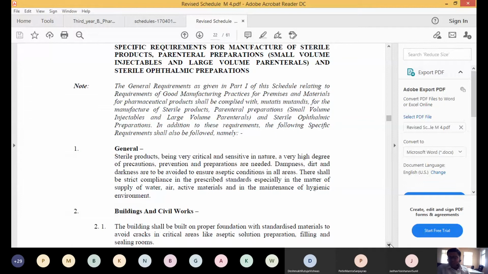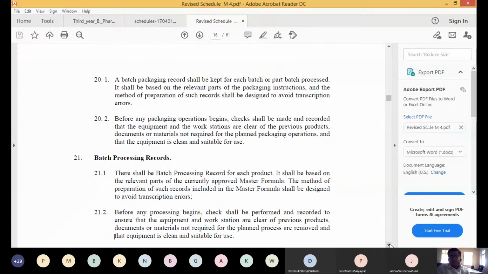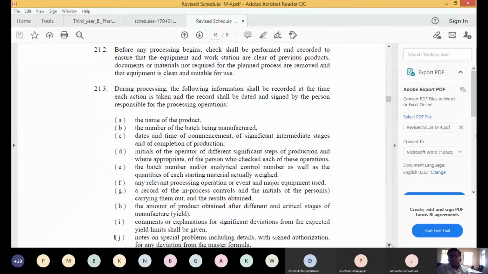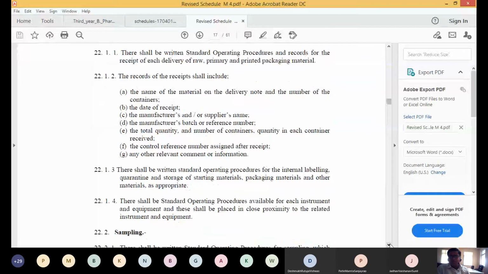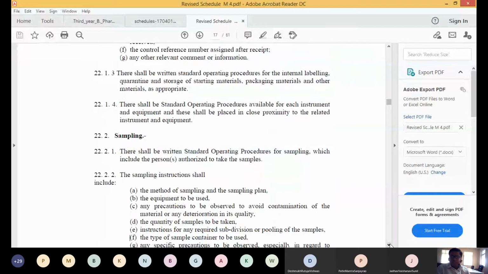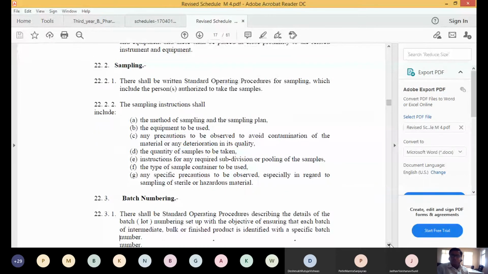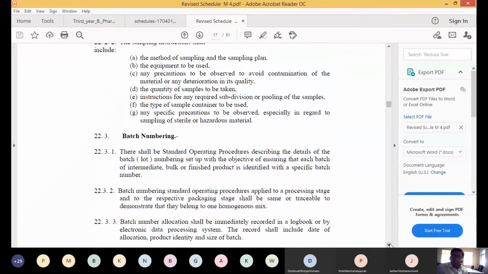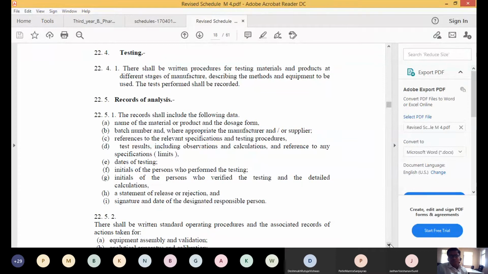In that again, general requirements, building and premises, batch manufacturing record, and how to do the sampling. These ophthalmic preparations come under Schedule C and C1. Ophthalmic preparations or parenterals are coming under Schedule C and C1 mostly. As they are injectables and parenterals, they are under biological drugs. So they should be manufactured cautiously, carefully. And for that, the industry or a department should follow Schedule M for that purpose.